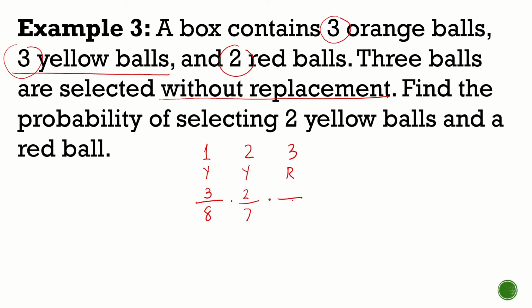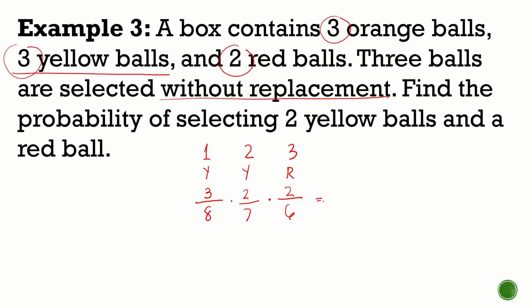This time we want a red ball. How many red balls do we have here? We have 2. Now the denominator will still decrease by 1 because we already picked 2. So 7 minus 1 is 6. There you go, and just multiply these numbers.